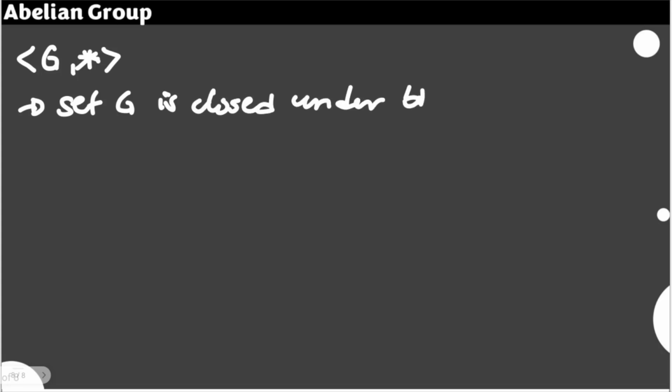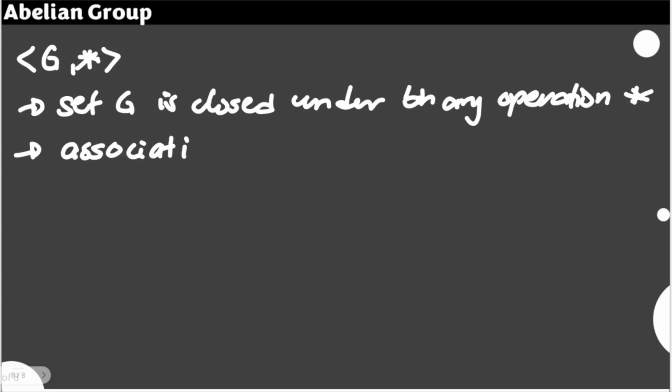Some references do not consider this as the first condition for a certain set to be called a group. Some consider this, but it's also important for us to take note of this, because this is the first step before identifying whether a certain set is a group or not. The second one is that there should be associativity.